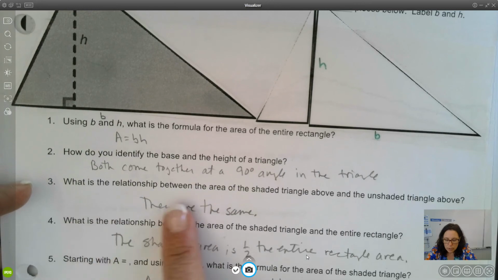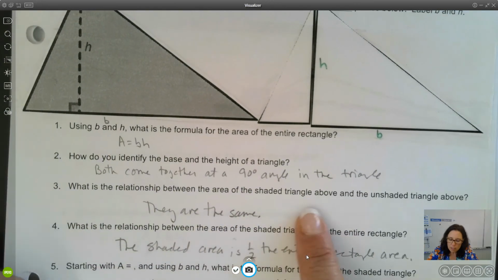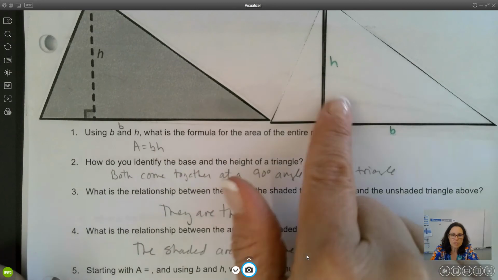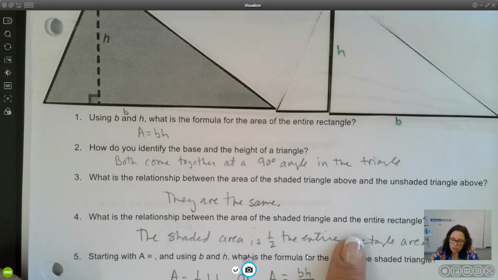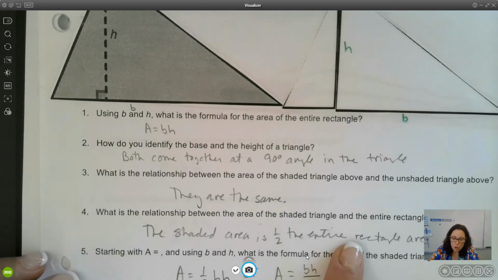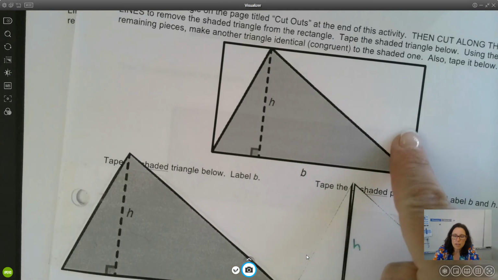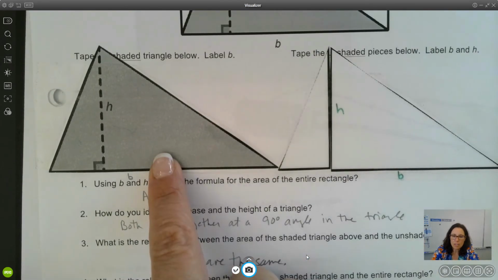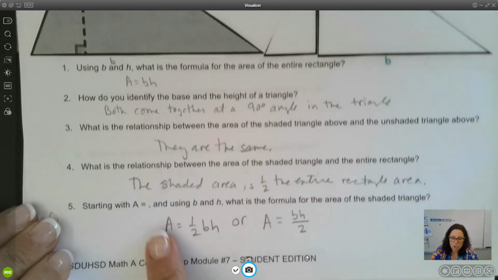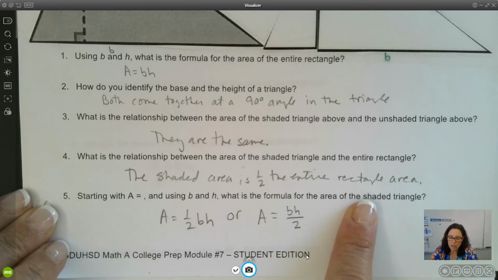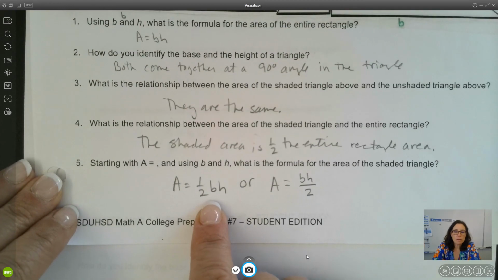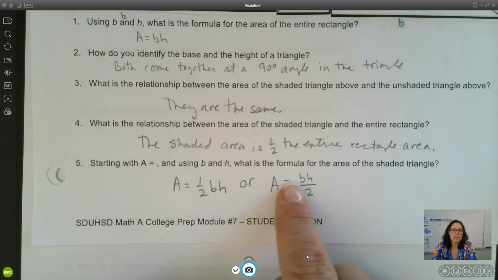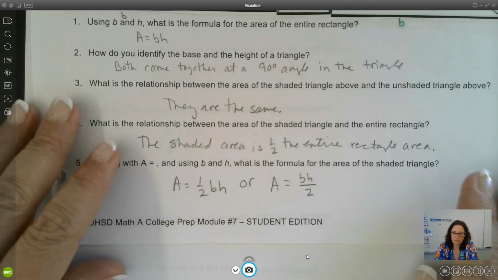What is the relationship between the area of the shaded triangle above and the unshaded triangle above? They are the same areas. What is the relationship between the area of a shaded triangle and the entire rectangle? I hope you can see that this entire thing is half here and half here, so the shaded area is half the entire rectangle area. So here's your formula for the area of the shaded triangle: half BH, or base times height divided by 2. Same thing.